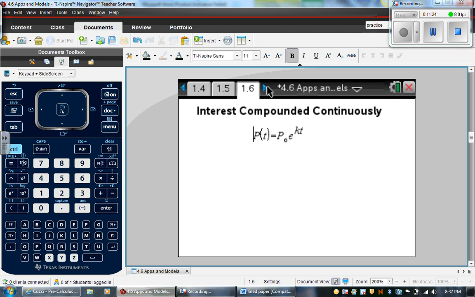All right, so let's talk about interest compounded continuously, and you've seen this formula before. P of t equals P sub 0 times e raised to the kt. I think you guys saw it as A per in 11th grade.